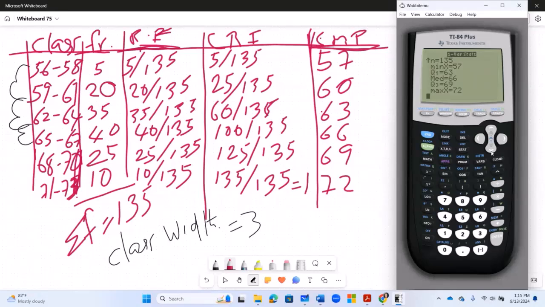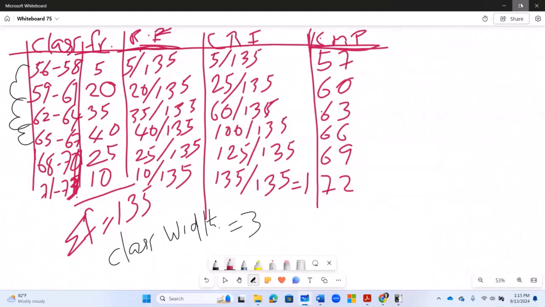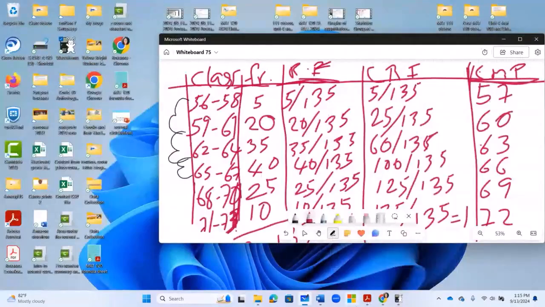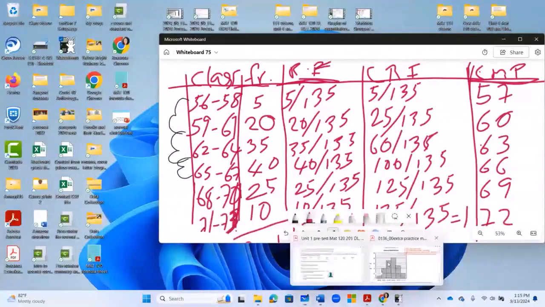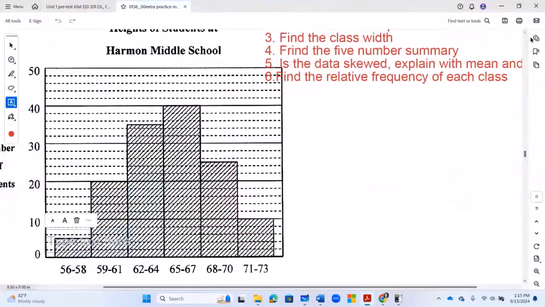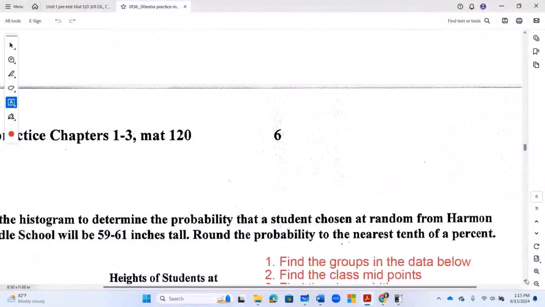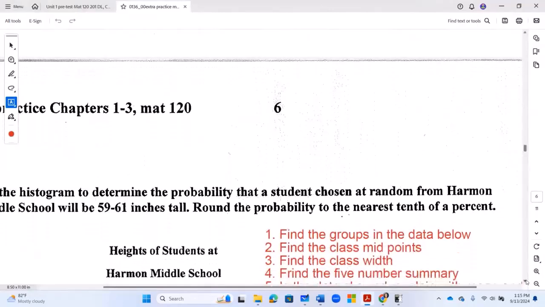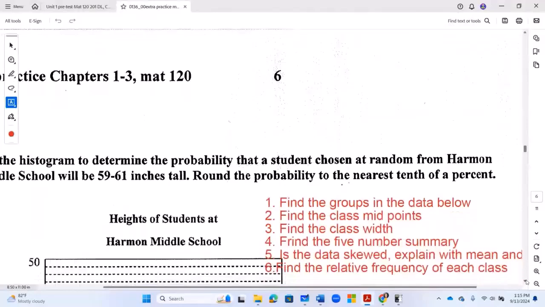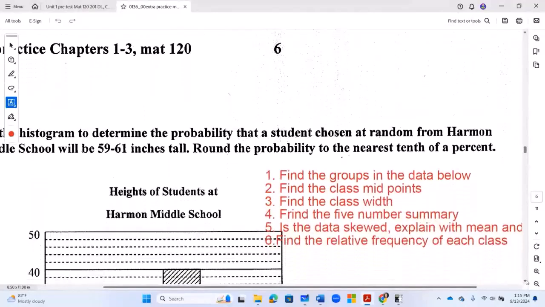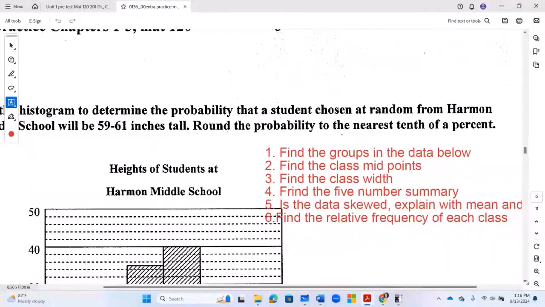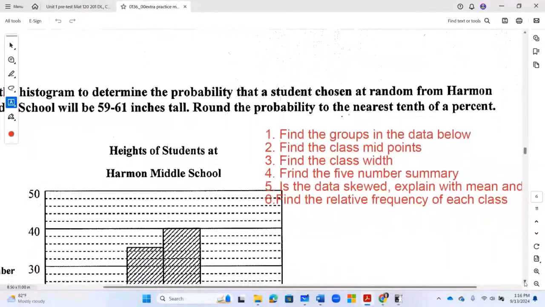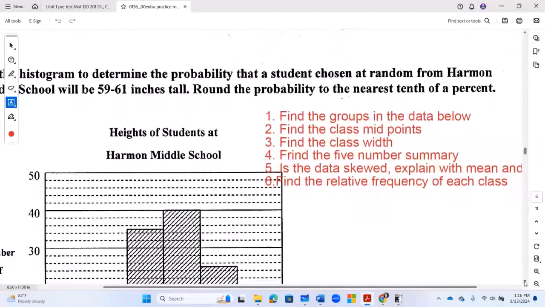All right, so let me go back to all the questions we have here. We probably have answered all the questions. All you have to do is know how to use your calculator. If you know how to use your calculator, you will have the speed and the accuracy. So let me eyeball the questions here. The first question said, find the groups in the data below. I can just say classes. Best person is to say classes there. But anyway, find the class midpoint. We found the class midpoint.